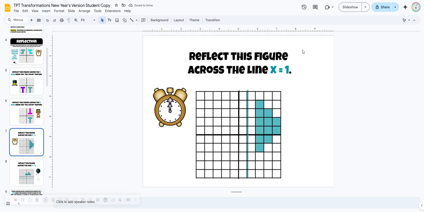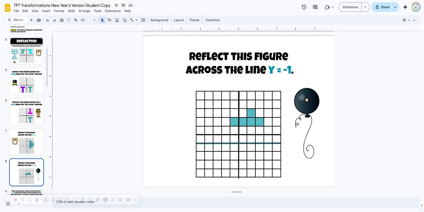The next one has the students reflecting across a line. So it's the line x equals 1, and it's highlighted in a color. It's going to be an equal distance from the line, but on the opposite side of that line. They're going to do the same thing with the line y equals -1, so it's going to be down at the bottom.